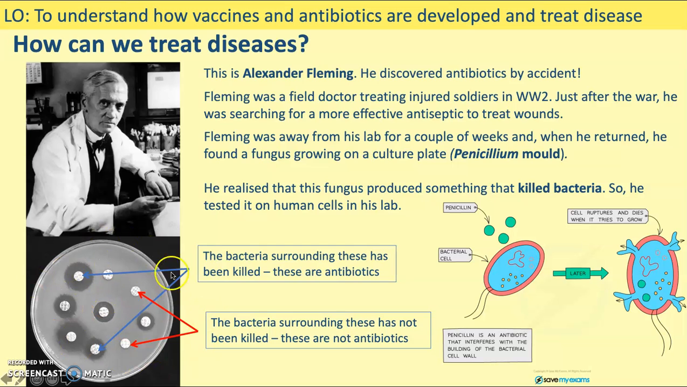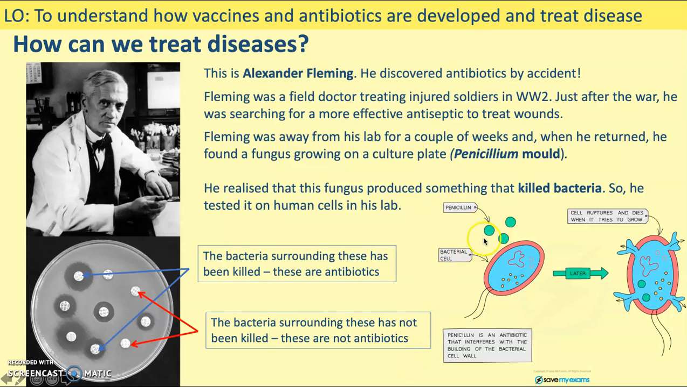This is the kind of thing that Fleming would have seen. These little discs here, you can see that there are patches around the outside where there are no bacteria. So the bacteria is this light grey colour. So we know that these discs must contain an antibiotic. Something is killing that bacteria. Whereas these discs here, you can see they're not antibiotics because they are not killing the surrounding bacteria. But this is the kind of thing Fleming would have seen. So penicillin is the name of the antibiotic and it is released by penicillium mold.